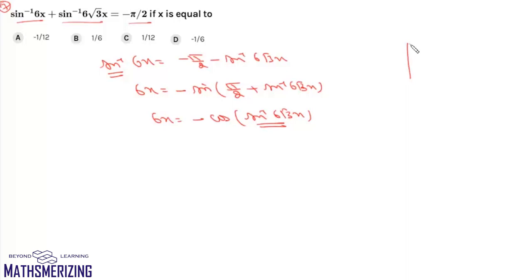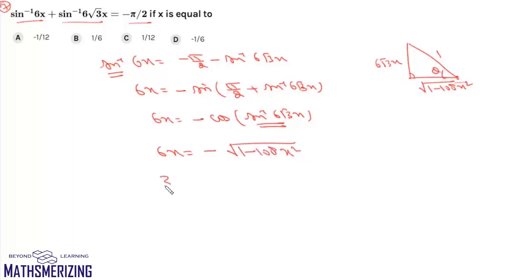So we'll draw a right angle triangle. Say this angle is theta. So this is 6 root 3x, this is 1, and here it will be under root of 1 minus 36 into 3, which is 108, x square. So we'll write this as 6x equals minus cos theta. Cos theta here will be under root of 1 minus 108 x square.